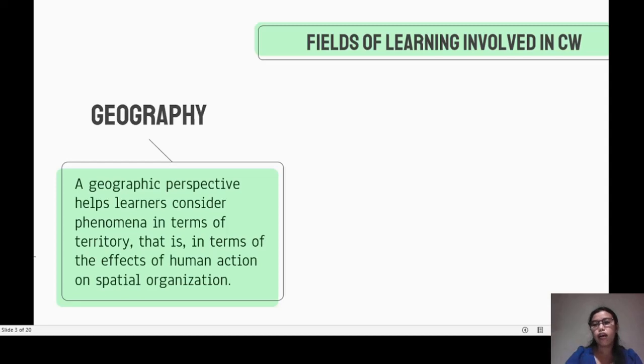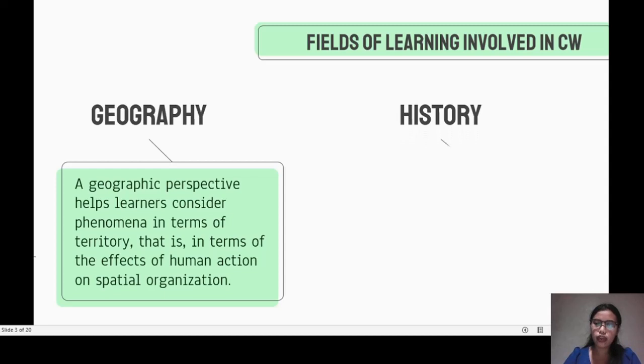So, in a way, CW is connected to geography in terms of expanding businesses, in terms of trade, in terms of political relations. What are its impacts, that is, what are its effects on our physical lands, on our organizations, on our community.